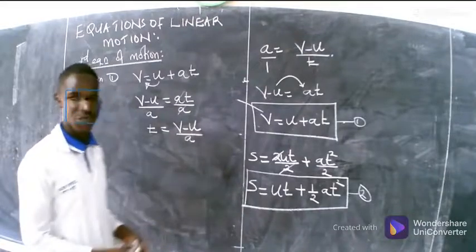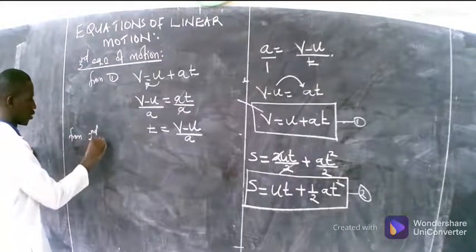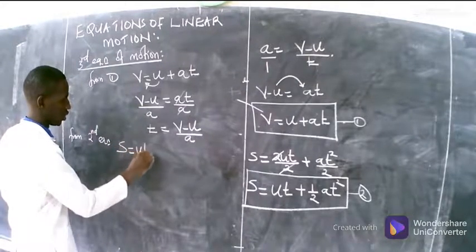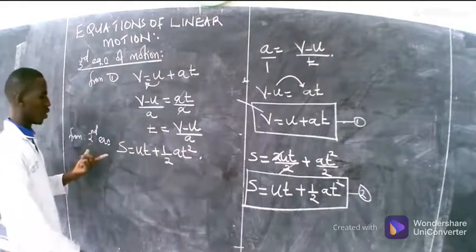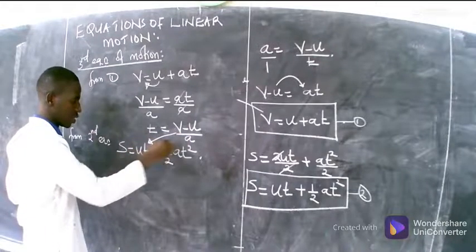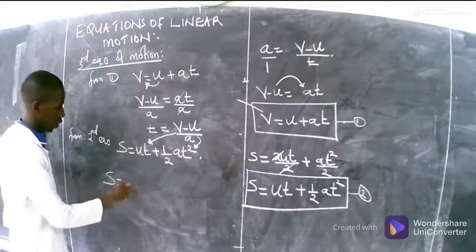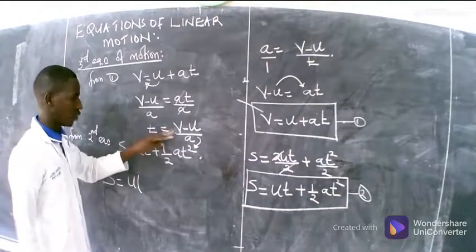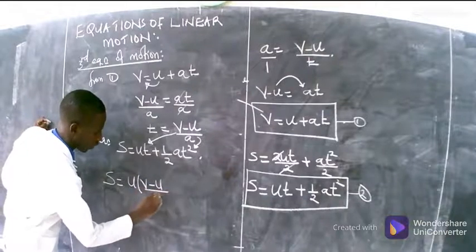Oh, fine. Let's substitute. Now from the second equation, remember, our second equation says S equals UT plus a half AT squared. So you bring this T and you put it here. So it shall allow our S to be equal to, first of all, U into, now this T is not T, but it is V minus U over A. So this will be V minus U but over A.